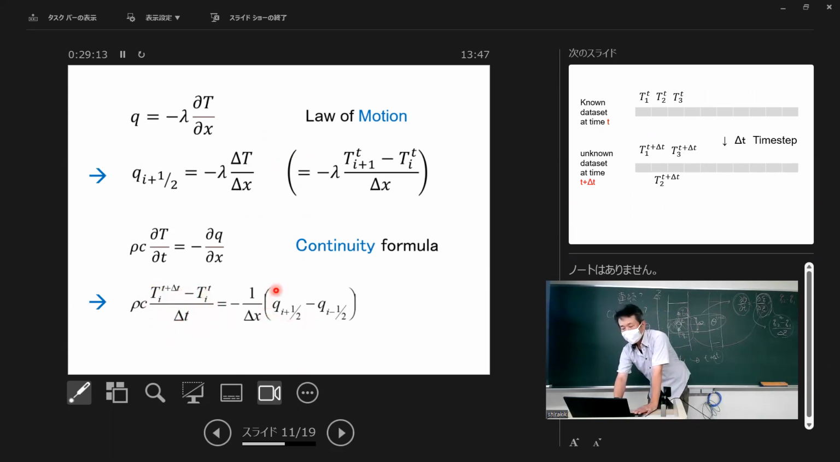If the output is higher than the input, then the temperature will decrease. That is the continuity formula. And the thermal movement is written with this law of motion. This is the Fourier equation. As for the soil water movement, this is Darcy's law.